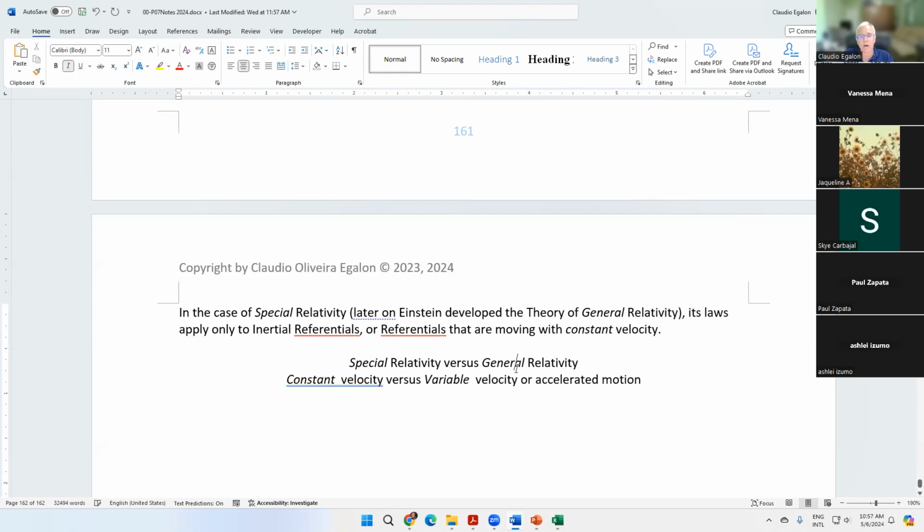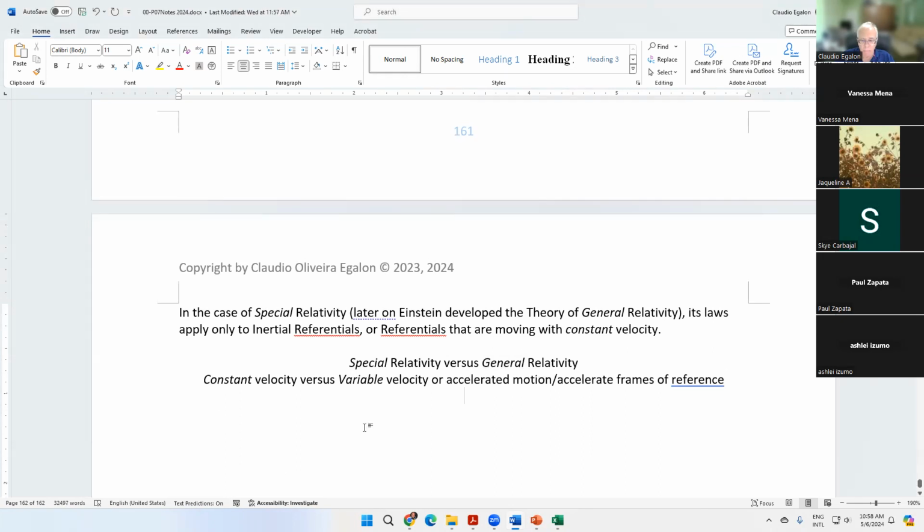That's general relativity. We're not going to cover general relativity, but I want you to understand why it's called this. One is called special relativity and the other is called general relativity, because this one is applicable only to constant velocities, to frames of reference that are moving with constant velocity. Whereas the other is more general, and applies also to accelerated frames of reference, accelerated motion. That's the important point.